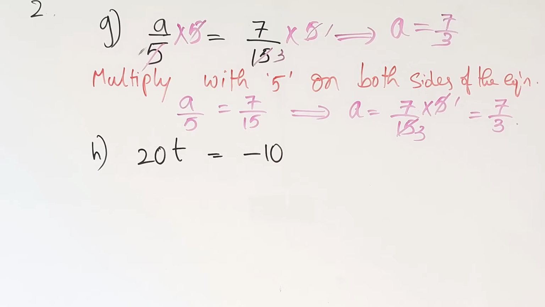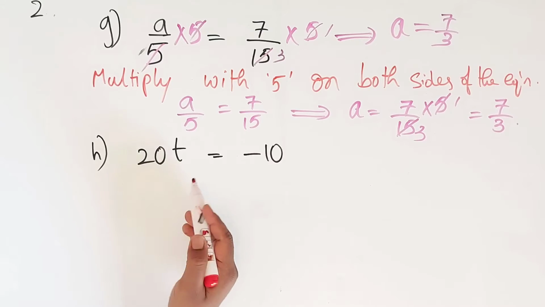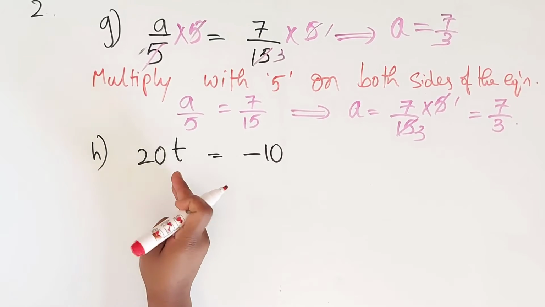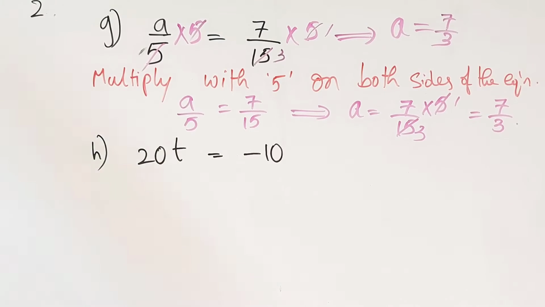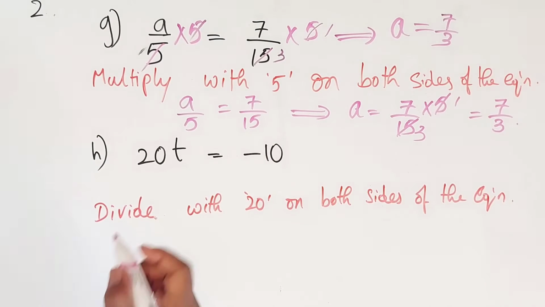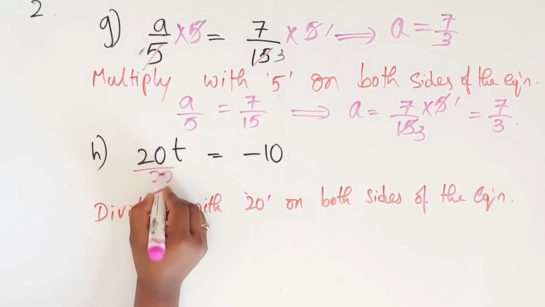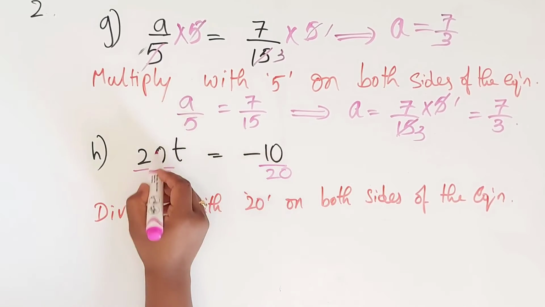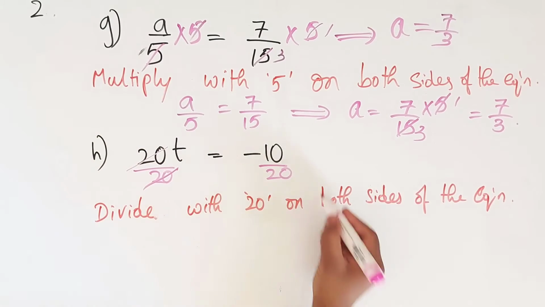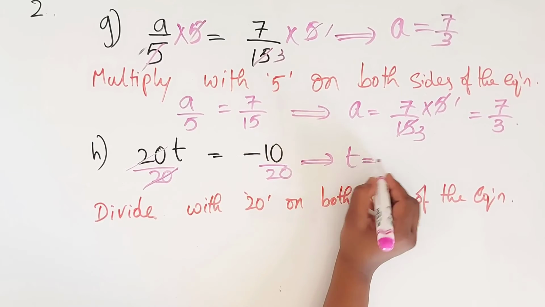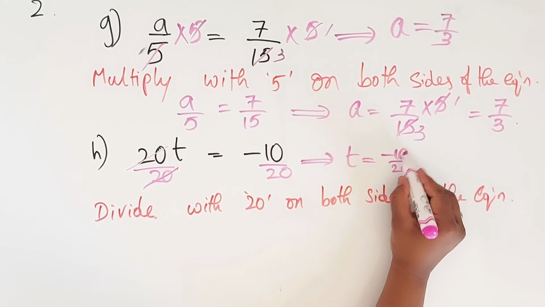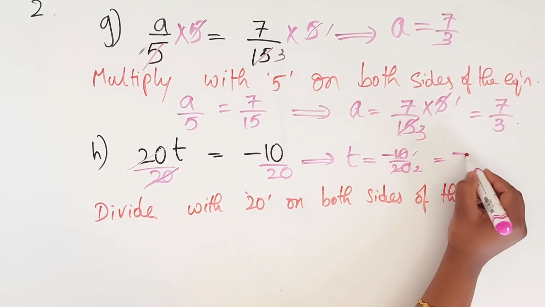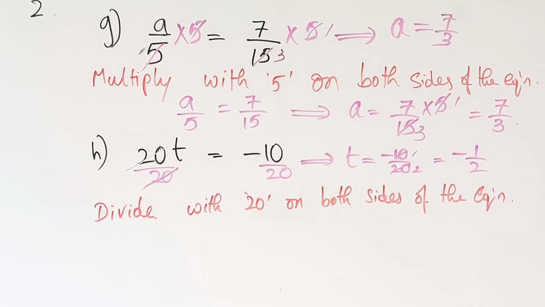Question H, 20t equal to minus 10. Here 20 is multiplying. We don't want 20, we want only the variable, so we have to divide on both sides. Now dividing by 20 on the left hand side and right hand side also. 20 will get cancelled. Therefore t equal to minus 10 by 20. What is minus 10 by 20? 10 1s are 10, 10 2s are 20, children. Negative 1 by 2 is the t value.